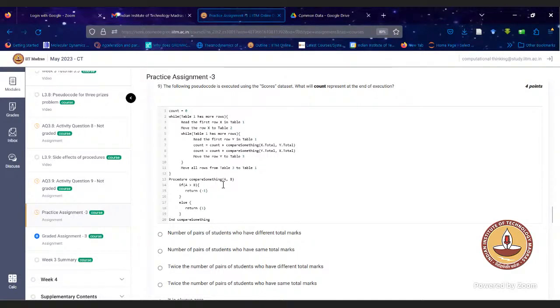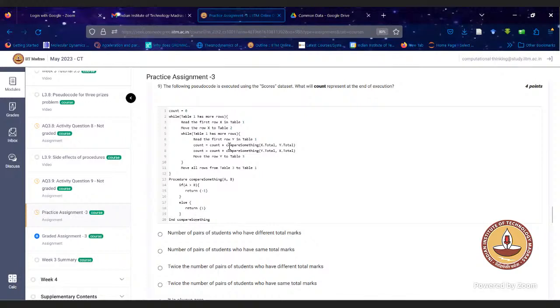So the procedure is compare something. It is taking 2 arguments, A and B, right? So the arguments in the first scenario are x dot total and y dot total. So they are comparing total among the 2 rows. If the total of x is greater than total of y, that is what is being asked. If that is true, it will go here and return -1, so count will get decreased. If that is not true, then it returns 1, so it will increment by 1. And then it will stop comparing.